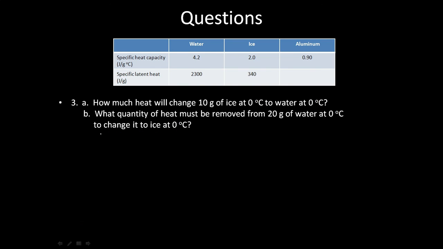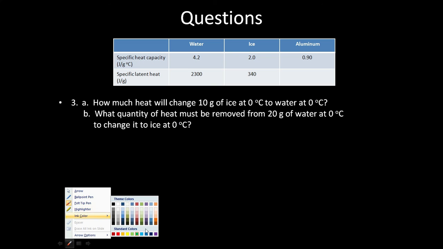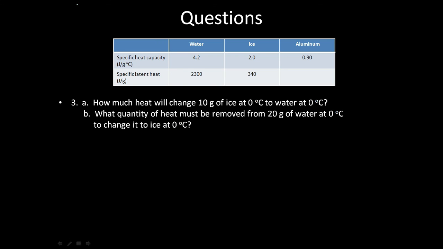Okay, so here's question 3, and now let's use bright blue. All right, and again I'm going to write the equations right up here. EH equal to MCΔT, EH equal to MLF, EH equal to MLV, EH equal to PT, EH equal to mv squared over 2, and then EH is equal to mgh.